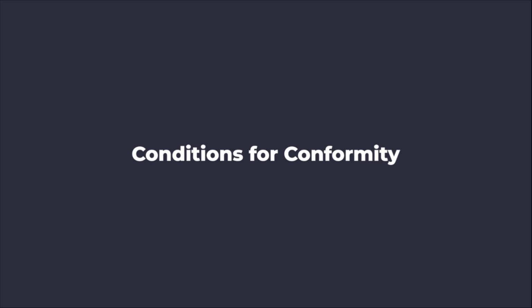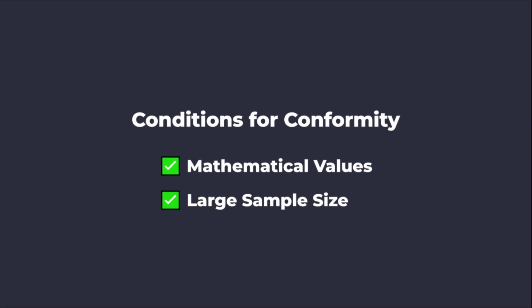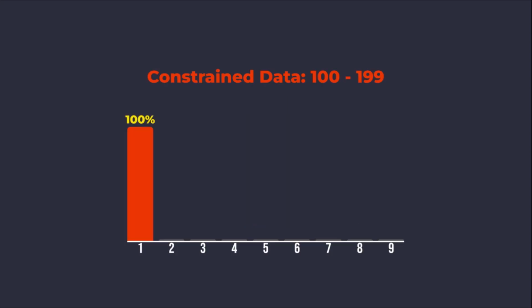Not all datasets obey Benford's law. For conformance, the data must satisfy several necessary conditions. First, the numbers must represent measurements or quantities resulting from mathematical combinations, not assigned labels or identifiers. Second, the dataset must be large, typically containing thousands of observations, to minimize statistical noise. Most importantly, the numbers must span several orders of magnitude, ideally 4 or more.